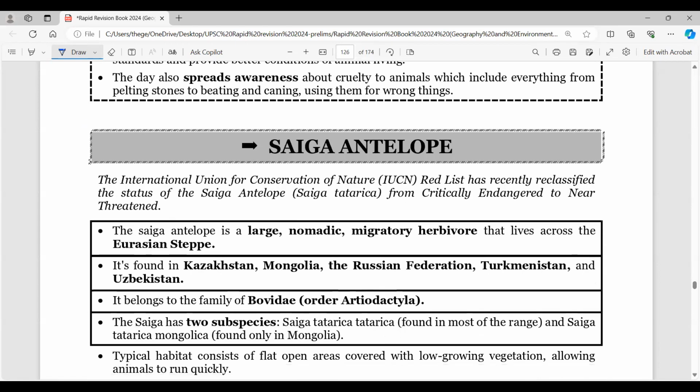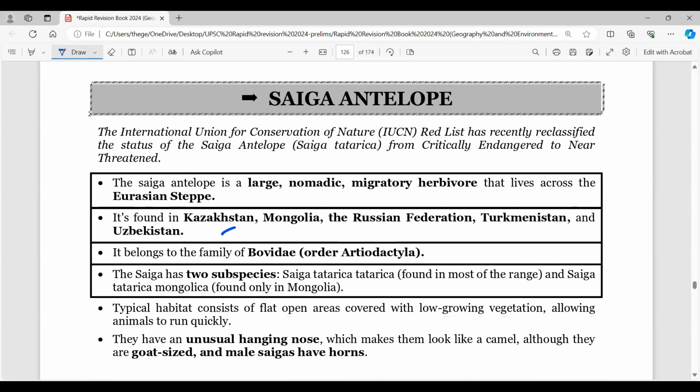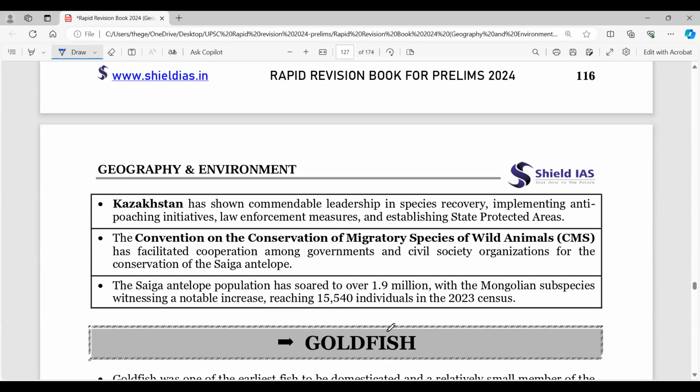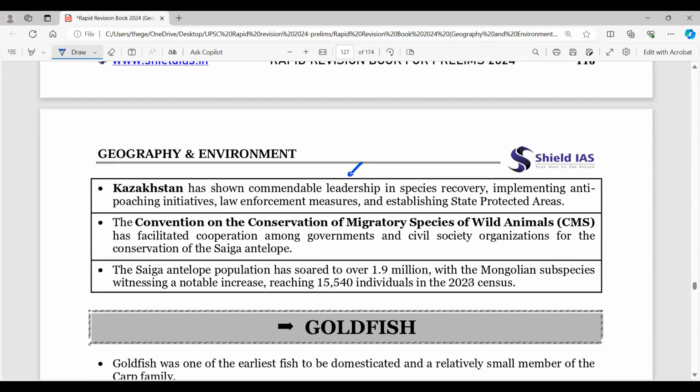Come to Saiga antelope, and here you'll see Kazakhstan, Mongolia, Russian Federation, Turkmenistan. So all these erstwhile USSR. So steppe and temperate climate, you'll find it. Now come to Kazakhstan, and it has shown commendable leadership in the recovery of the species, and it's part of the CMS, which is Convention on Conservation of Migratory Species of Wild Animals.